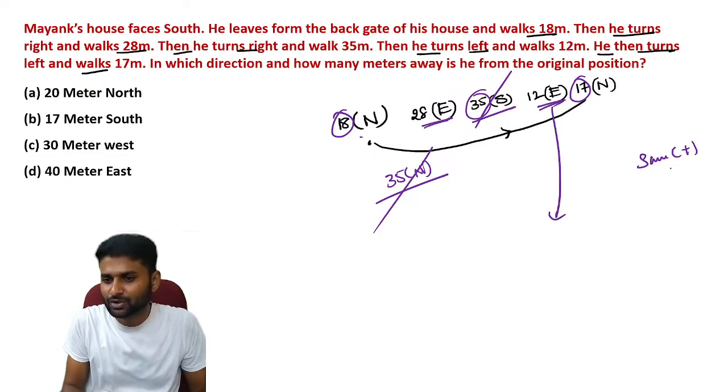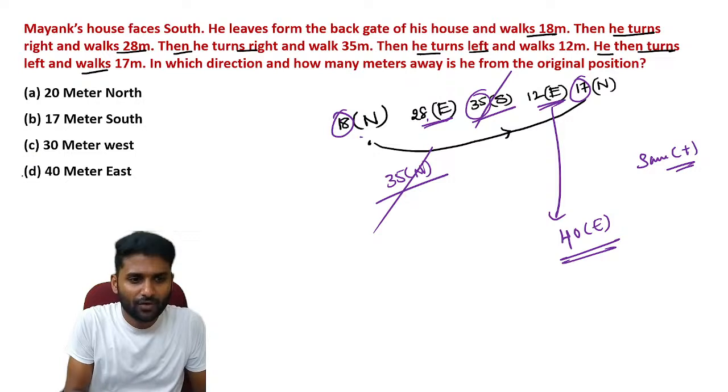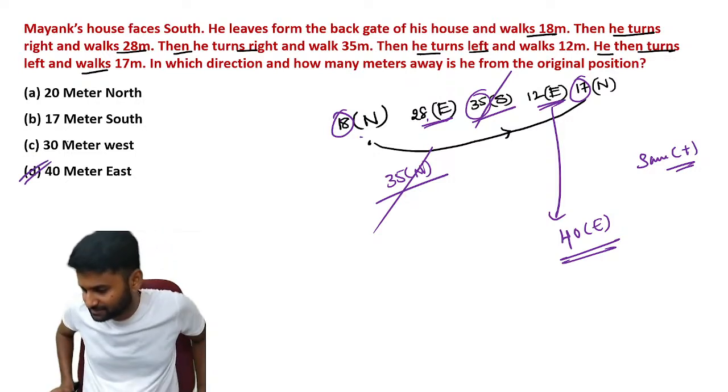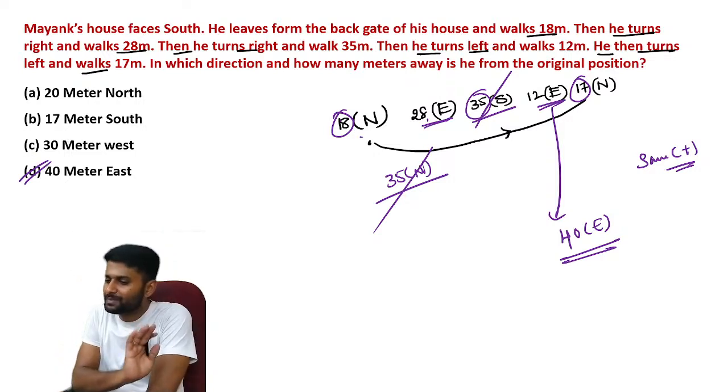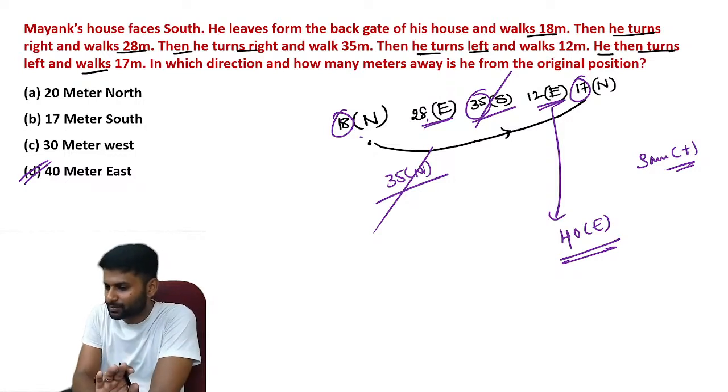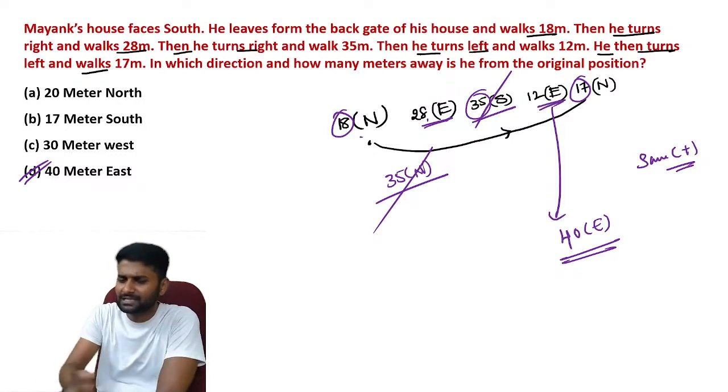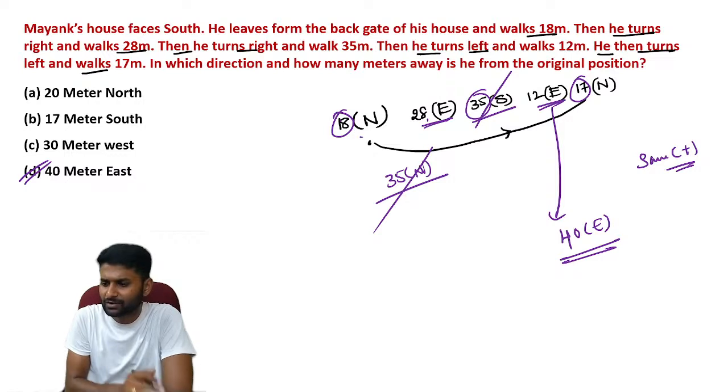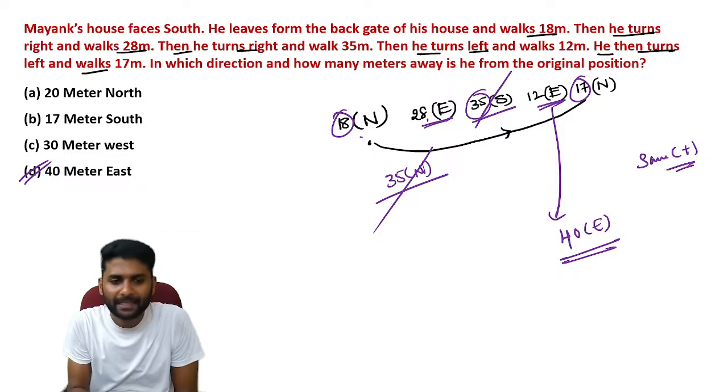Guys, same direction you have to add. So 28 plus 12 is equal to 40 and the direction is east. So the answer, 40 meters east, is the correct answer. If you watch my yesterday's video, you will understand this approach. Otherwise, you can draw the picture and identify the value. Anything is fine. Go through the diagrammatical approach or the equation.